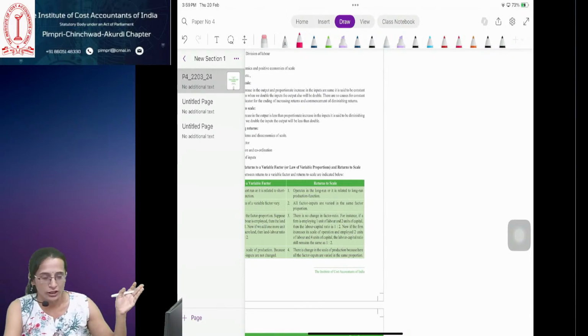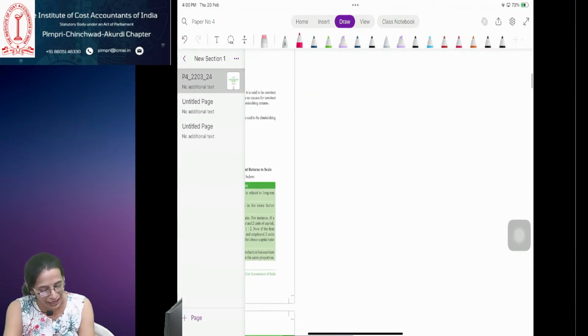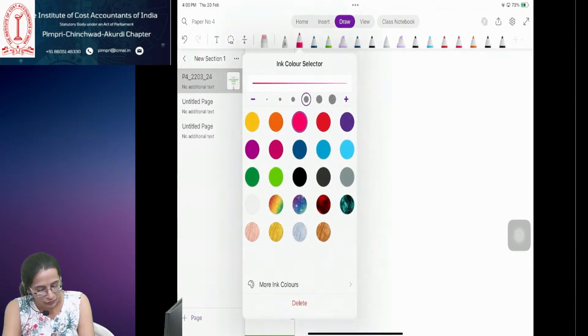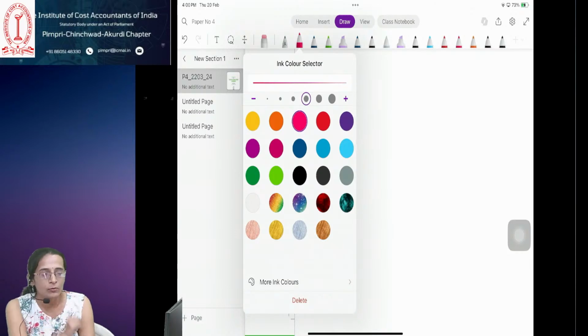Short run, long run. One factor variable, other factors constant. Here everything is variable. Scale of production is here because we are in the long run. Every factor is changing. Input factor is changing. So the scale of production here is high. And here there is no such scale of production. Now we will discuss the difference in the factor ratio. Three differences we discussed, right?